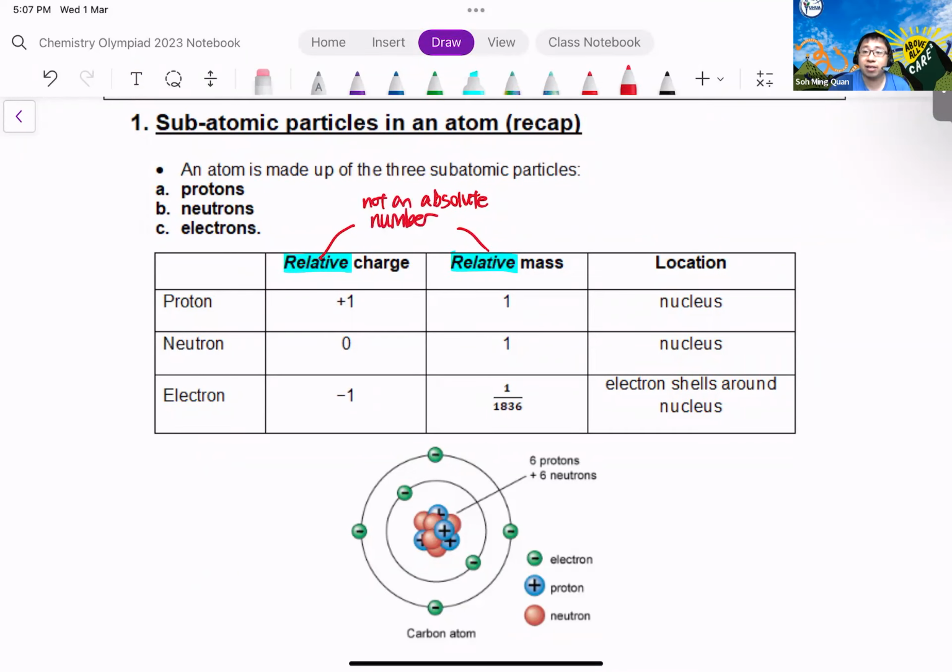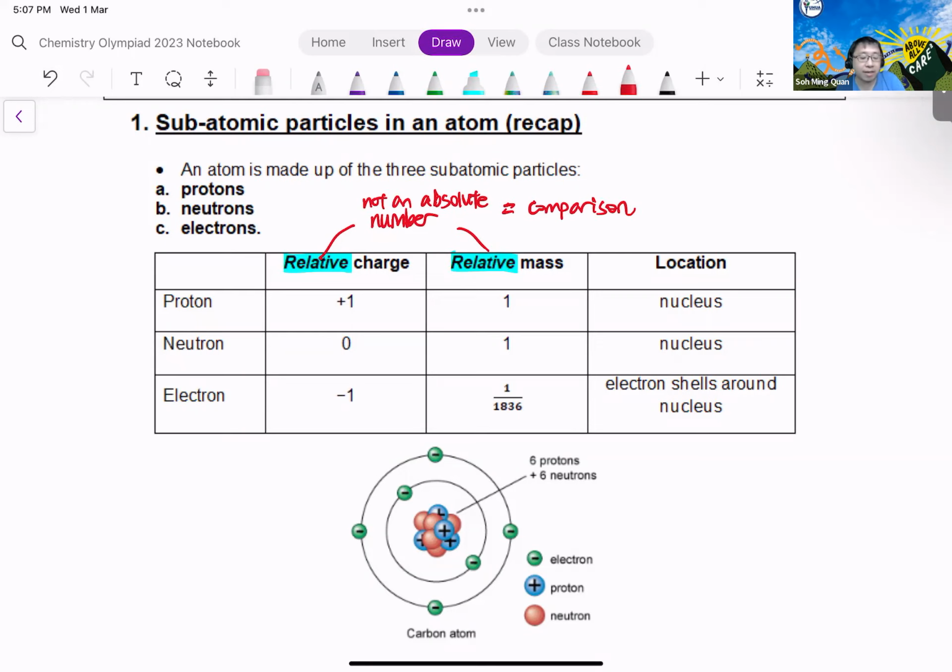That means the mass of a proton is not 1 gram. It's not measured in grams. However, relative means it's a comparison. So what we mean to say is that a proton and a neutron both have the same mass, which is 1. Relative, compared to each other, they have the same mass.